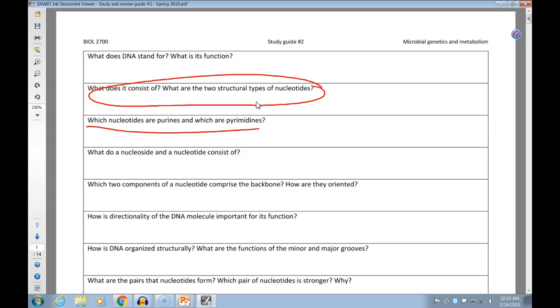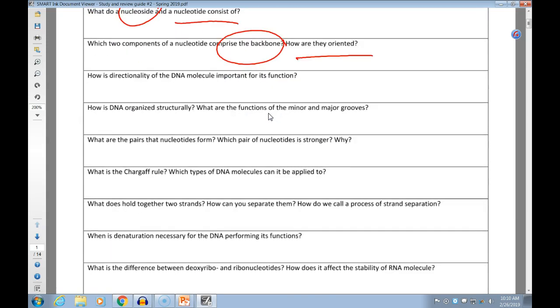You need to know the components: the nucleoside, which is nitrogenous base and the sugar; nucleotide, which is nitrogenous base, sugar, and phosphate. Backbone: phosphate and sugar, sugar-phosphate backbone. They are oriented 5' to 3'. Remember, phosphate connects 5' and 3' ends of the carbons of the sugars. Directionality: since DNA is directional, enzymes can read it in a certain direction, right? So it enables DNA reading enzymes.